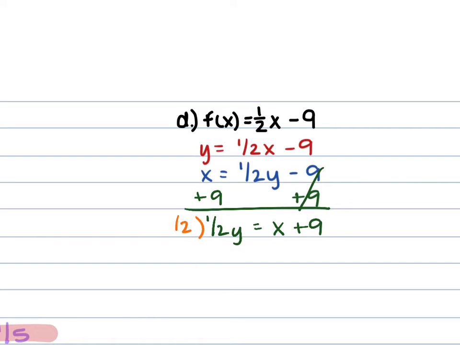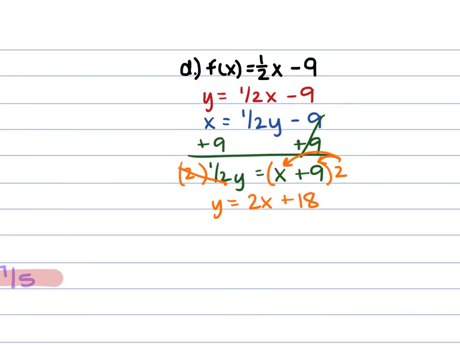We're going to multiply each side by 2 to get the y by itself. So we have y is equal to 2x plus 18. So we just rename this as f to the negative 1 of x is equal to 2x plus 18.